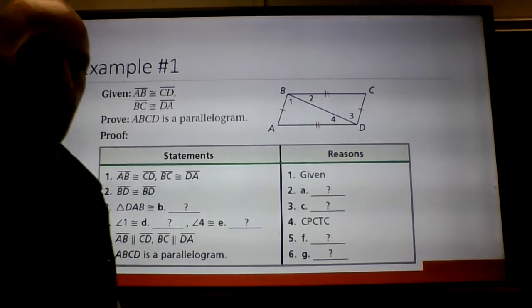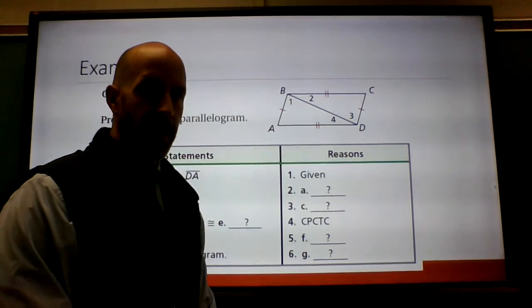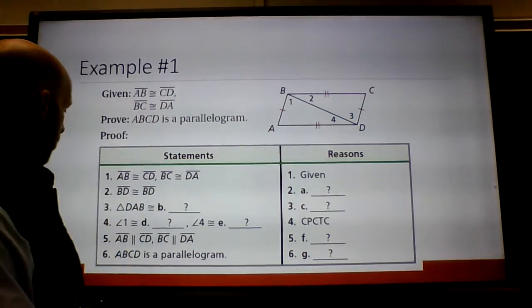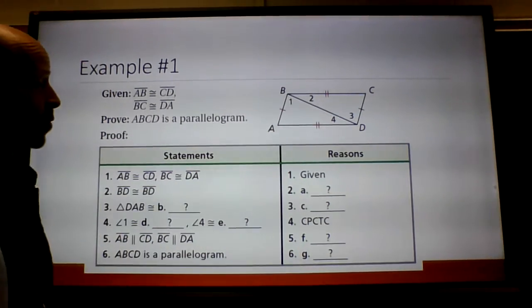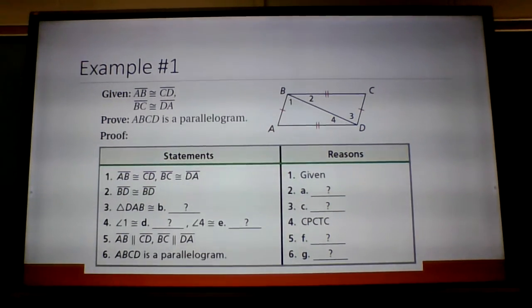So let's go and look at example 1. I'm going to do things a little bit different today. Instead of giving you a theorem first and then proving something, I want to prove something. I want to prove that this quadrilateral ABCD is a parallelogram.